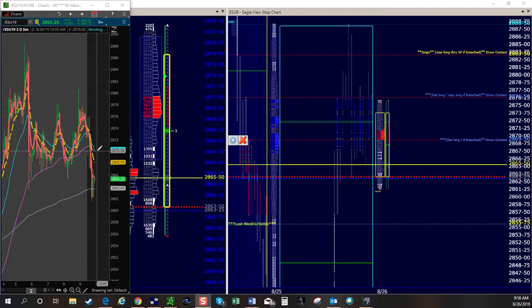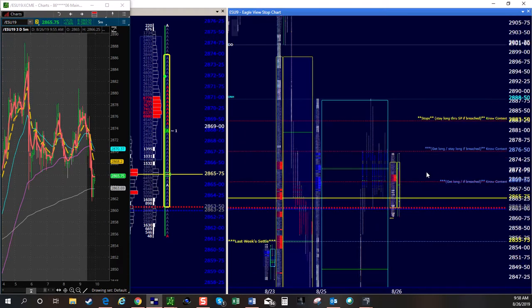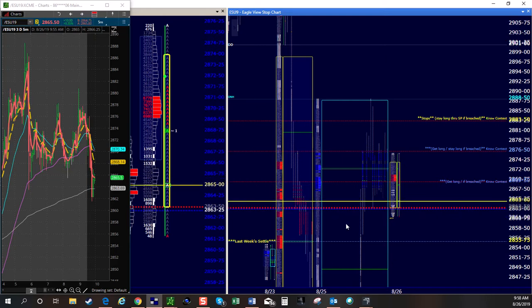If they do the mechanical sell, these folks who sell here, they want to see us at least take out this 200 EMA. They can't take it out, they're in trouble. They're going to have to cover, and we'll just get some more volatility in the market. So that's what I'm looking at.